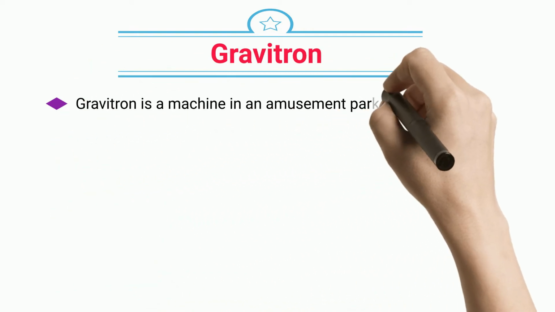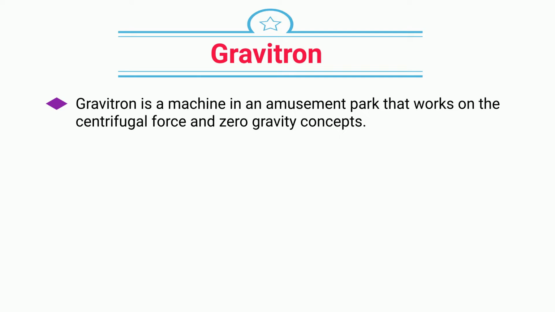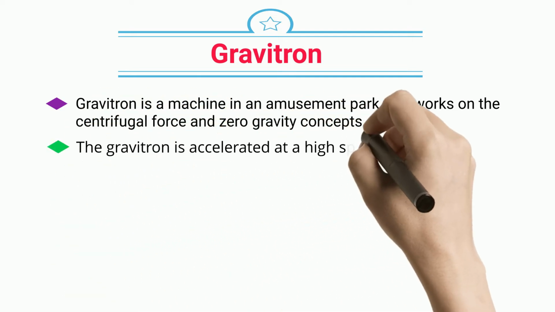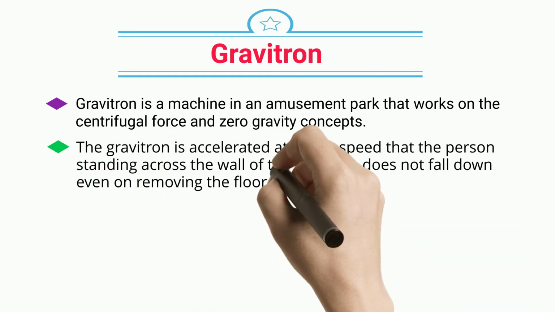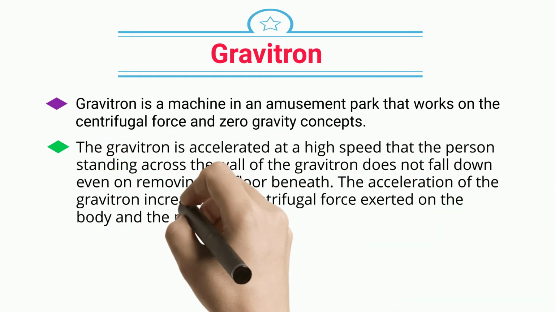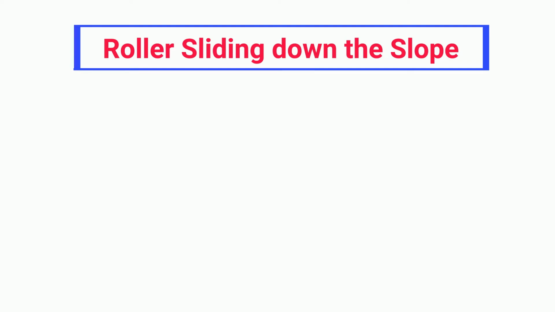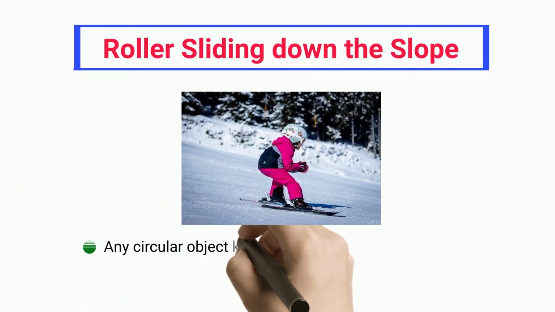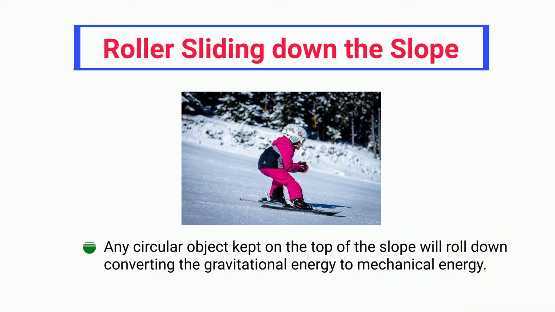Gravitron. Gravitron is a machine in an amusement park that works on the centrifugal force and zero-gravity concepts. The gravitron is accelerated at such a high speed that the person standing across the wall of the gravitron does not fall down even on removing the floor beneath. The acceleration of the gravitron increases the centrifugal force exerted on the body and the person does not fall. Roller sliding down the slope. Any circular object kept on the top of the slope will roll down, converting the gravitational energy to mechanical energy.